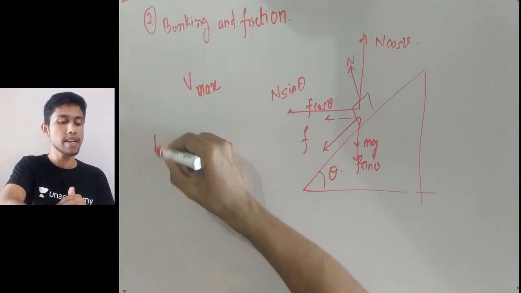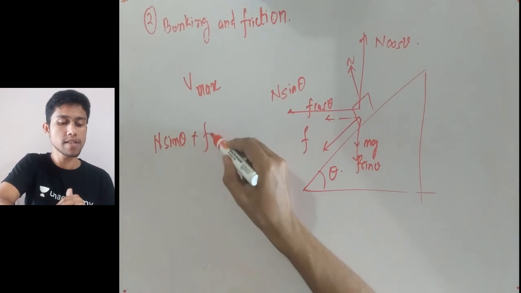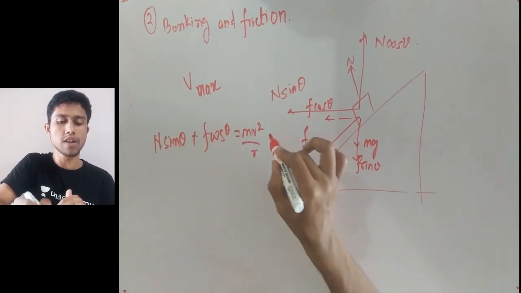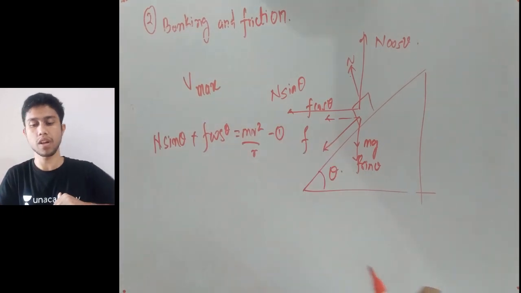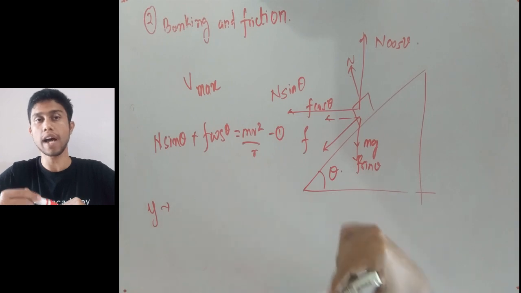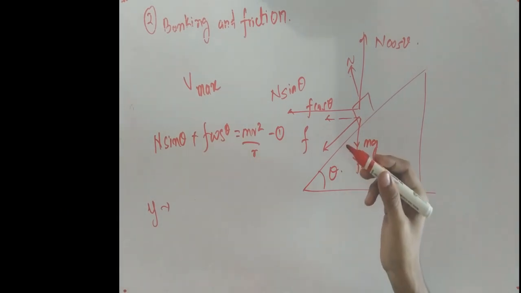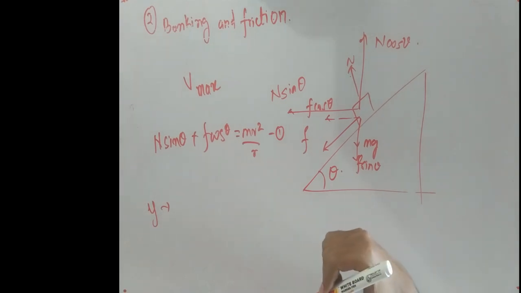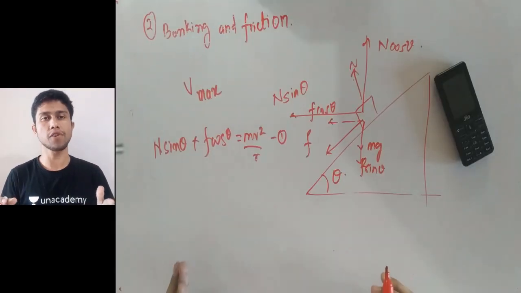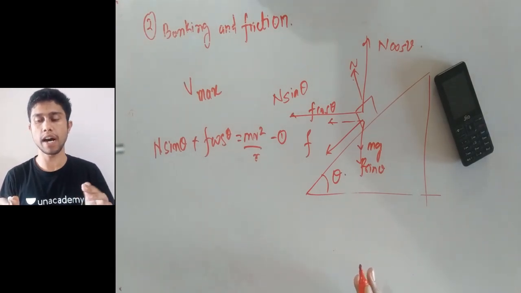So here I can say that the centripetal force is the addition of N sin theta plus F cos theta, which equals mv square by r. So this is my first equation. Now I know in the y-axis the car is at rest, the car is not going up or down. This can only happen when the upward acting force equals the downward acting forces. First equation, where N sin theta plus F cos theta equals the net centripetal force, which equals mv square by r.